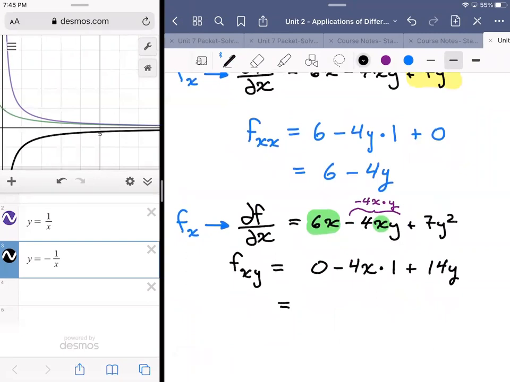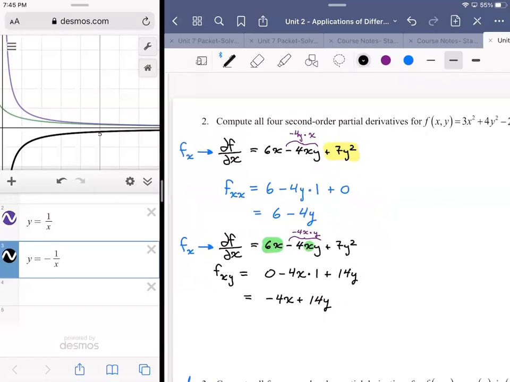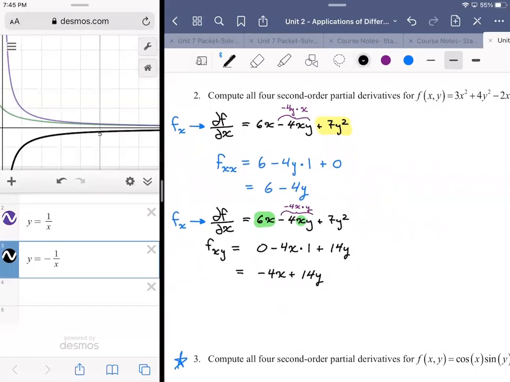You might have to take a third order partial. Okay, so negative 4x plus 14y. All right, so that's 2 of the 4 second order partial derivatives: f sub xx and f sub xy.